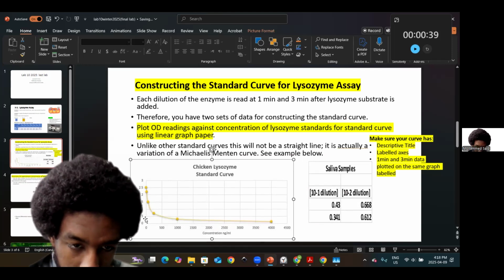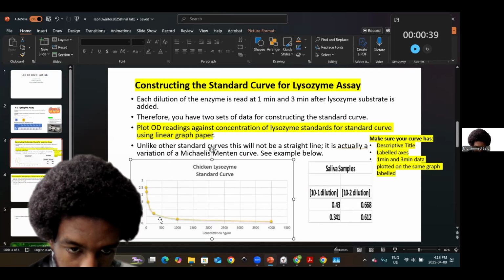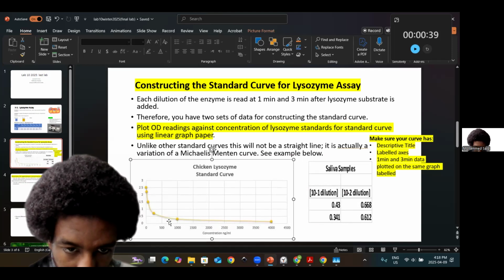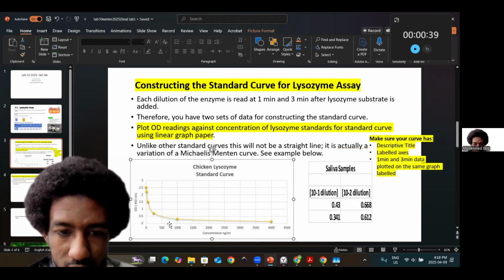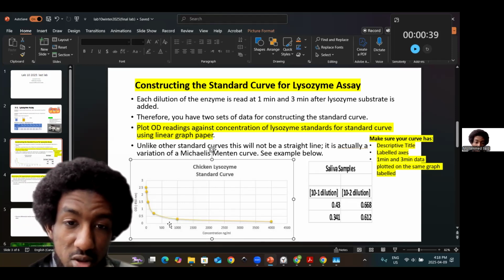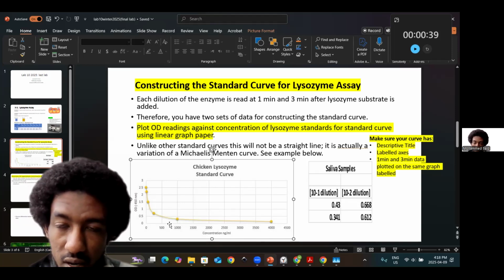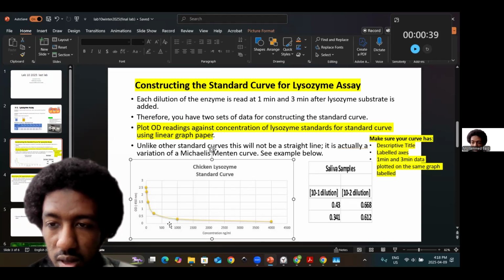Go down from the y coordinate, all the way to the right to the curve. When we reach the curve, we go down to the x-axis. The x value looks like maybe 750 nanograms per mil. Bear in mind units, bear in mind your axis, standard curve title, figure caption right underneath.